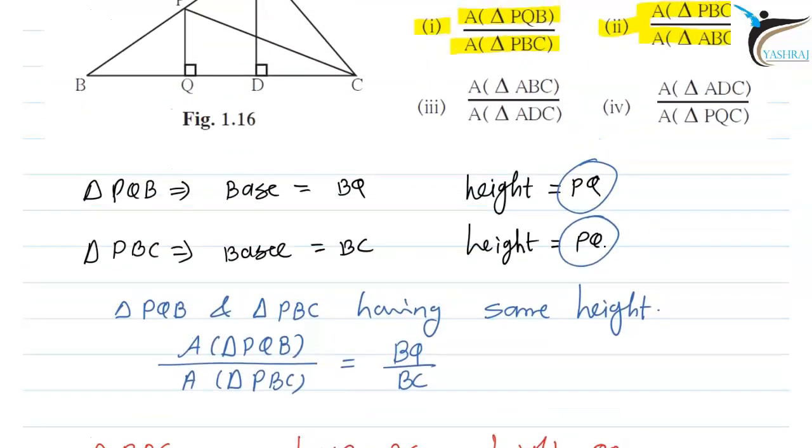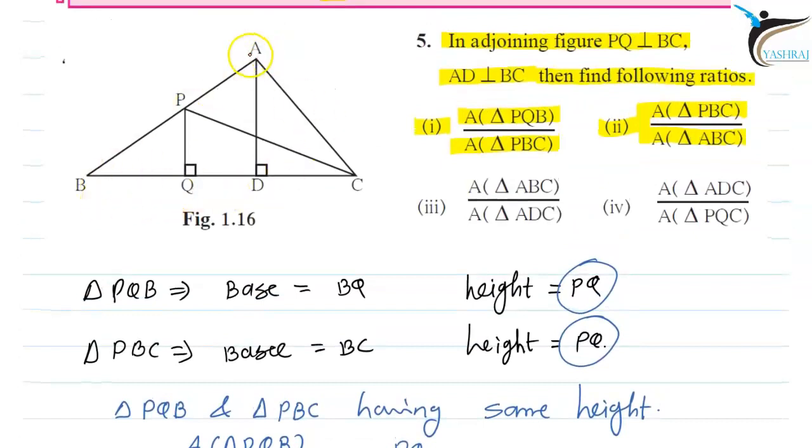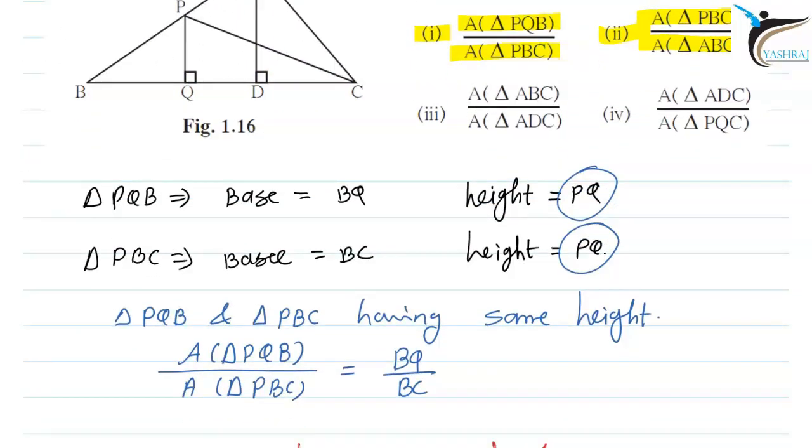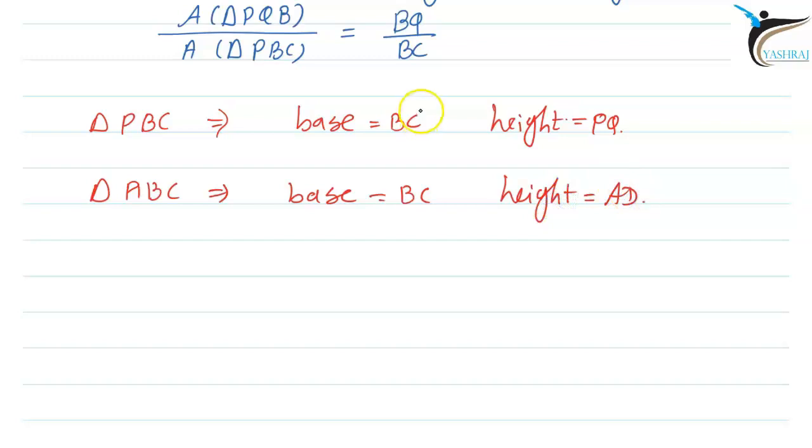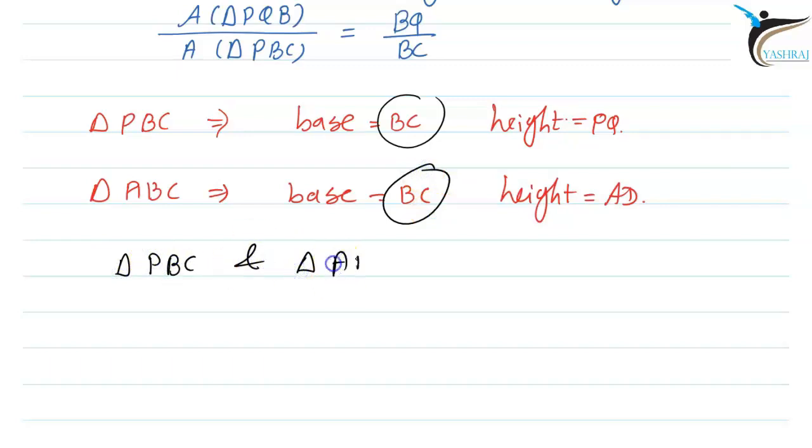Now we have the triangle ABC. Look at the triangle ABC. AD is the perpendicular drawn on BC. That means BC is the base and AD is the height. So for triangle ABC, the base is BC and the height is AD. Look at the bases of both the triangles. They are exactly identical. So I am writing here triangle PBC and triangle ABC having the same base.